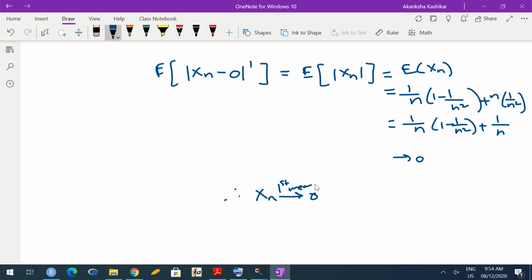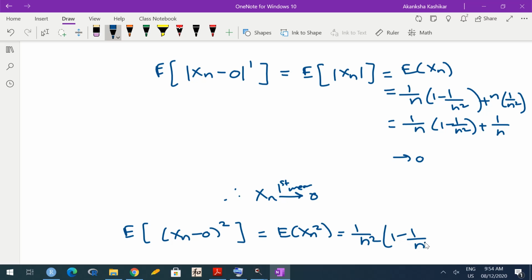What happens in quadratic mean? That is, what happens if I consider the expectation of (Xn minus 0) whole square? So this would become the expectation of Xn square. Xn square would mean 1 by n square into the corresponding probability 1 minus 1 by n square, plus n square into the corresponding probability 1 by n square.